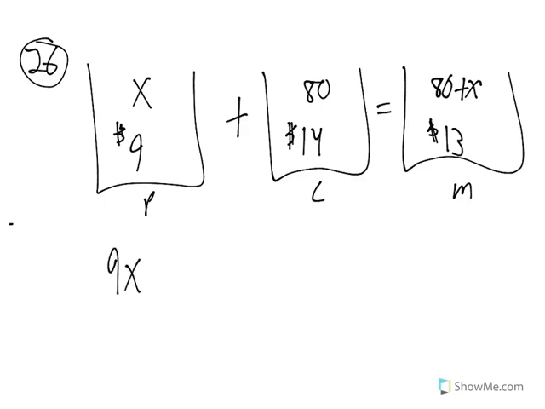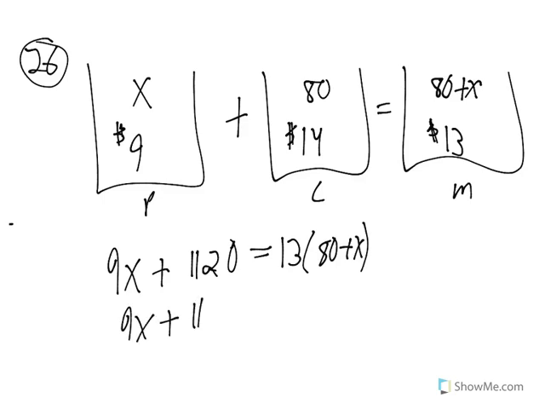So again, multiply vertically. 9x plus 14 times 80. 14 times 80 is, what is that? 0, 2, carry your 3, 11, 20. Not plus, equals, excuse me, equals 13 times 80 plus x. So we got 9x plus 1120 equals 80 times 13 is 1040 plus 13x.